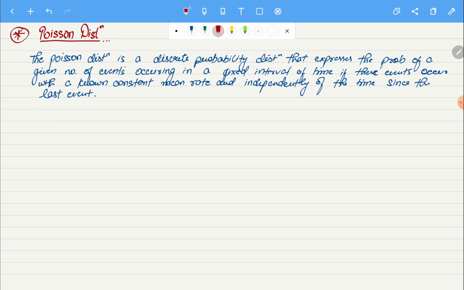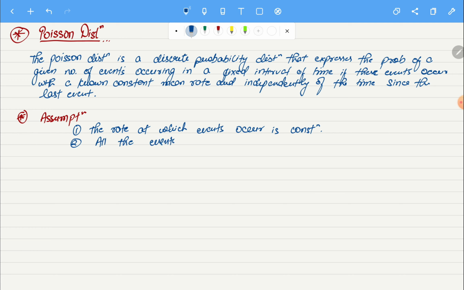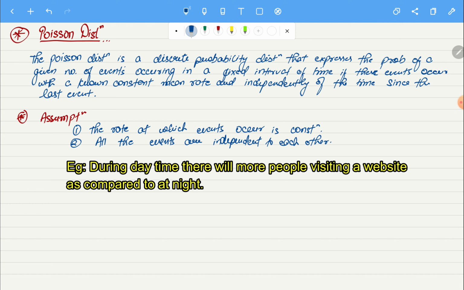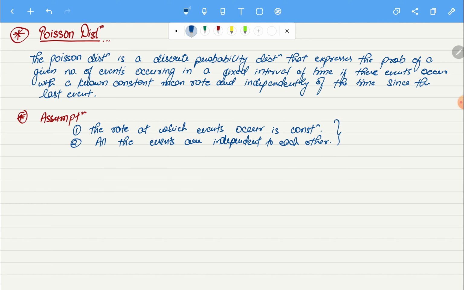Now let's look at some of the assumptions associated with Poisson distribution. The first assumption is that the rate at which the events occur is constant. And the next assumption is that all the events are independent of each other. In practice, it is hard to find any use case which follows these two assumptions perfectly, but still if we can come up with some use case where these two assumptions are not that big of a deal, then we can always apply Poisson distribution and find various properties from the data. So these are the assumptions.